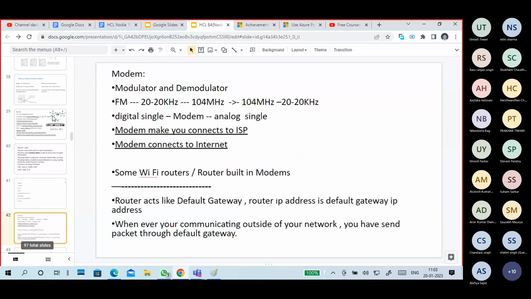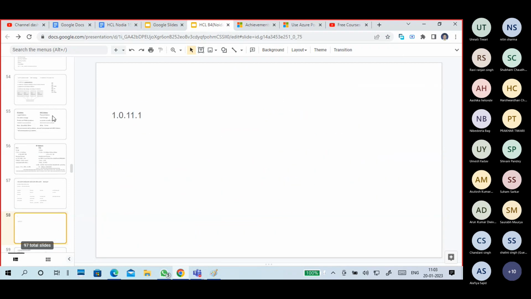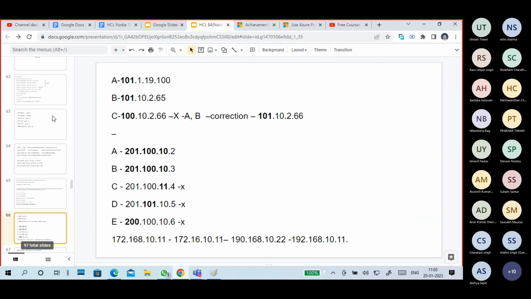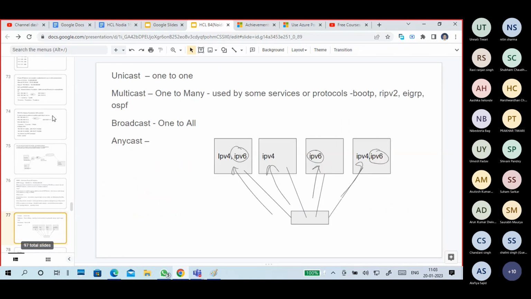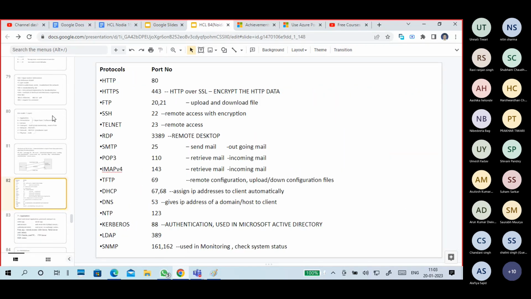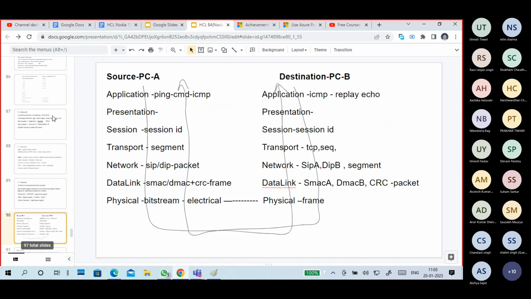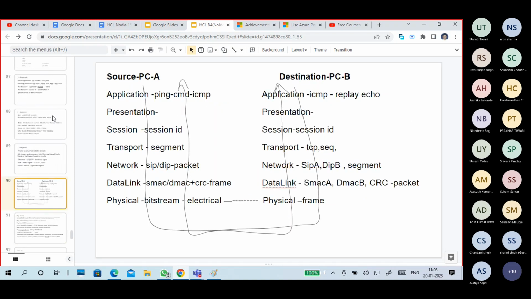And OSI layers and IP addresses, IPv4, IPv6. Before IPv4 and IPv6, I will tell about OSI layers. In OSI layers, another important part is protocols, different types of protocols and their port numbers, TCP and UDP differences. And this is how a packet travels from source to destination and destination to source, means one PC to another PC, and back to our PC. How you send, how you receive. That's the part.